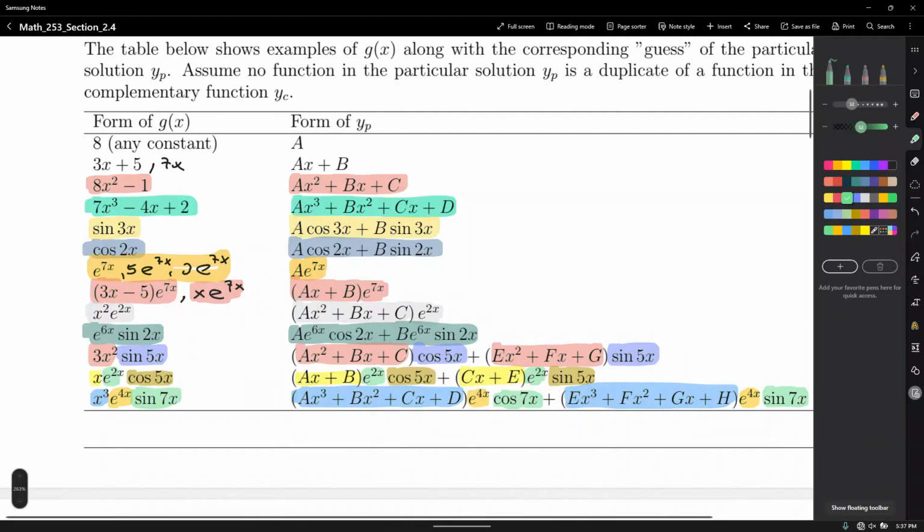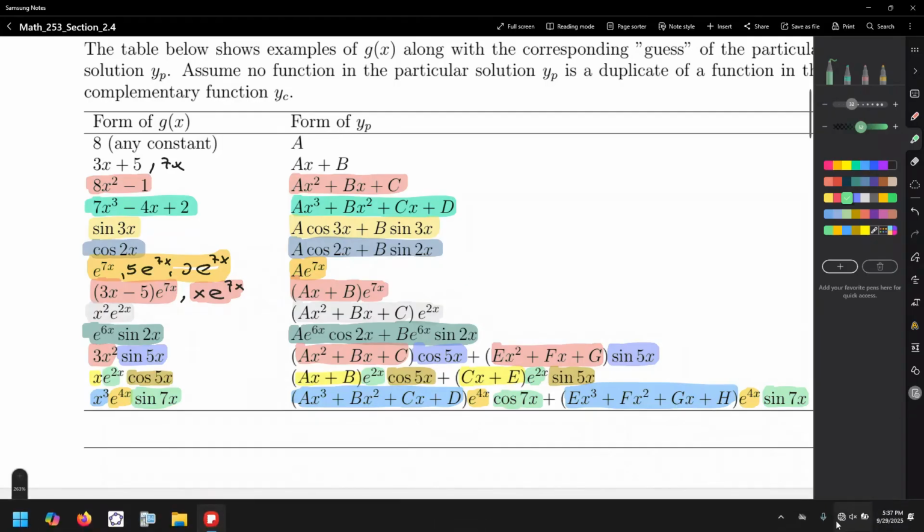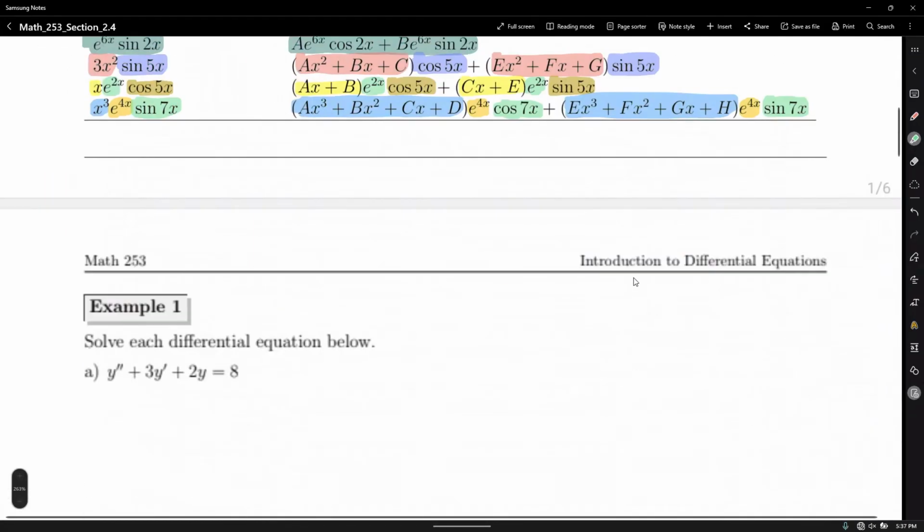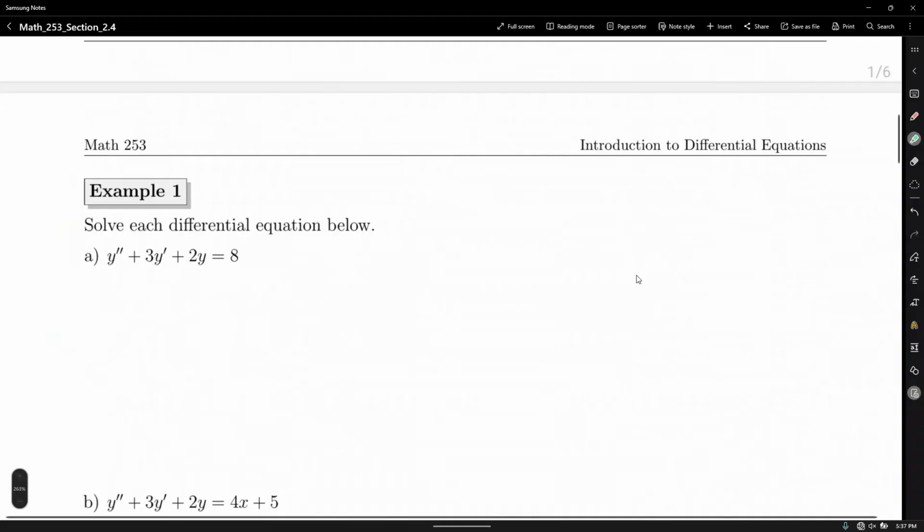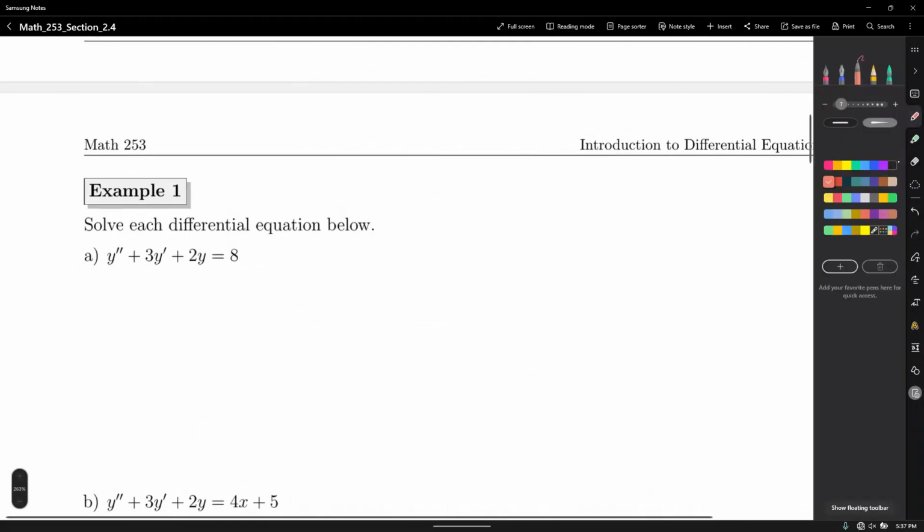Okay, so let's see all this in action. Example number 1. Solve the differential equation below. y double prime plus 3y prime plus 2y equals 8. Okay, forget about the right hand side for now.